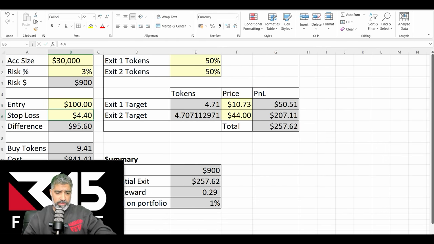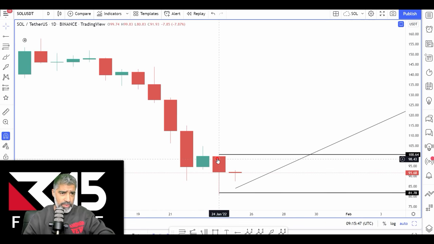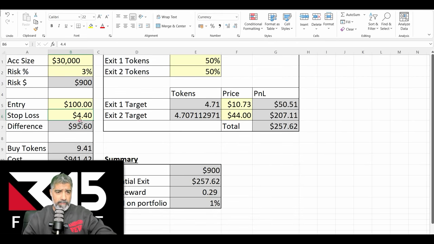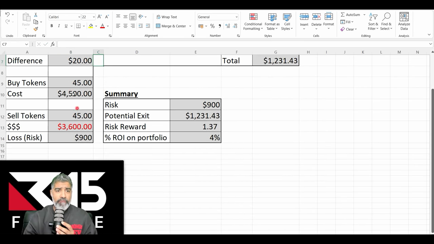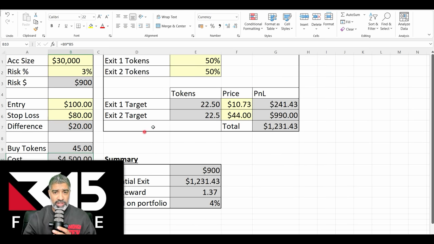Stop loss stays the same, which was 83. So let's just keep it as 80. This tells us straight away we can buy 45 Solana tokens, which cost us $4.5 grand. Our risk is $900, which is 3%.